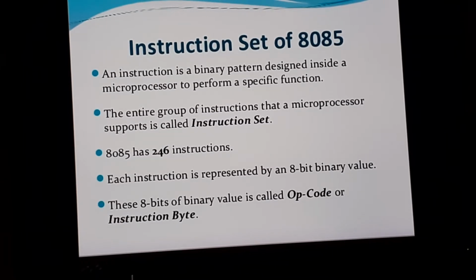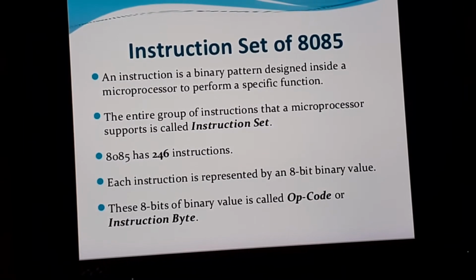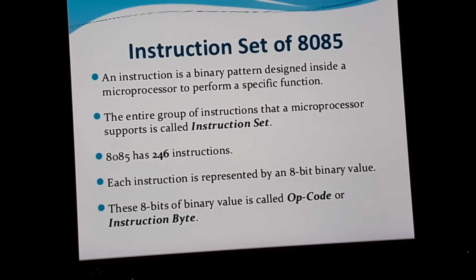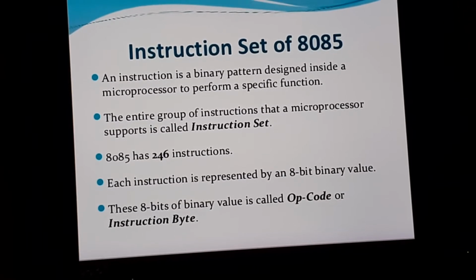An instruction is nothing but a binary pattern which is designed inside a microprocessor to perform a specific function. Instruction is nothing but a binary pattern, binary data. Binary data means 1s and 0s. Those are designed inside a microprocessor kit. The kit I'll be showing you after this chapter gets over: how a kit looks, how we write a program, and what the program exactly is. That I'll show you after this chapter is completed.